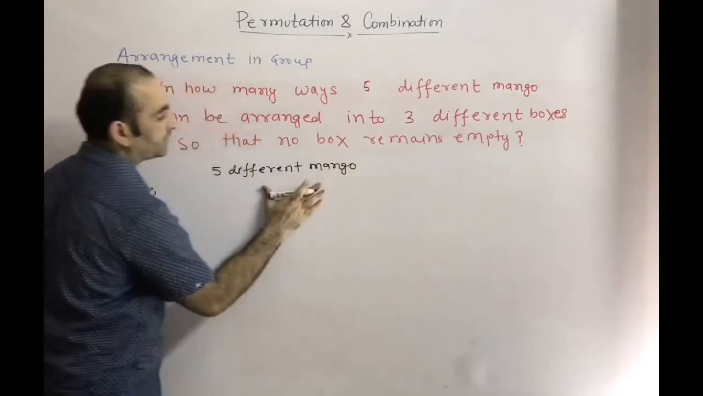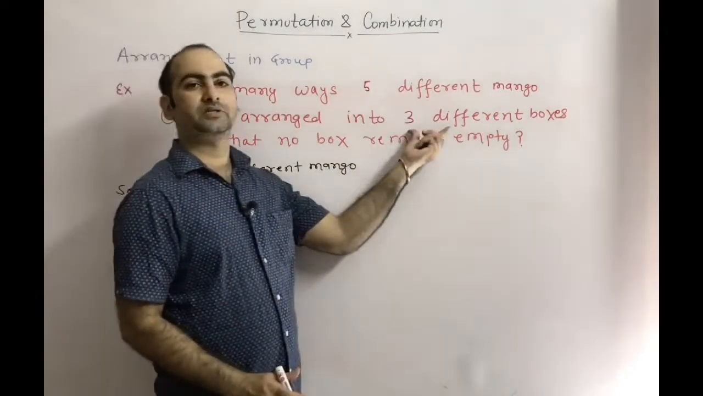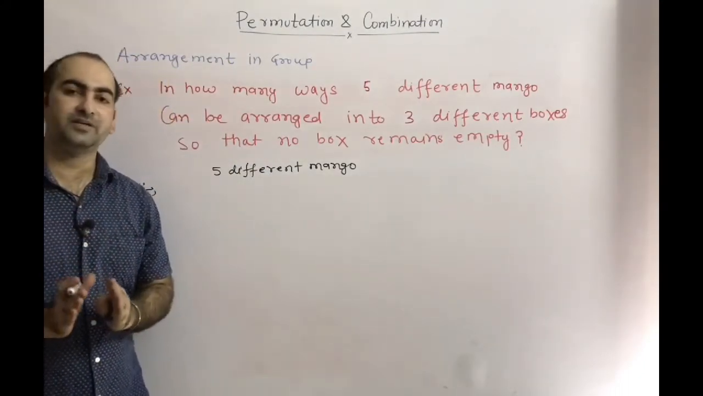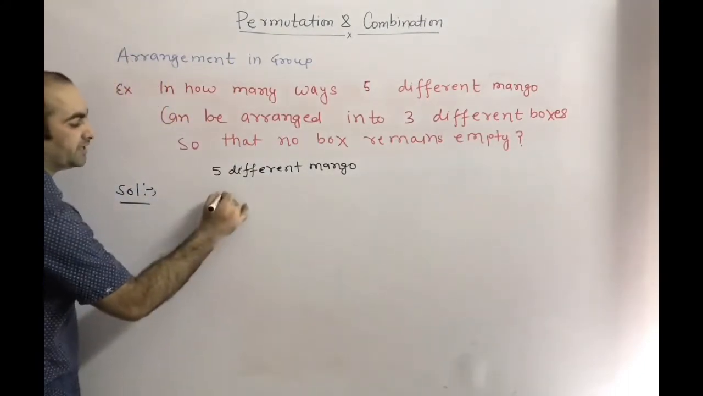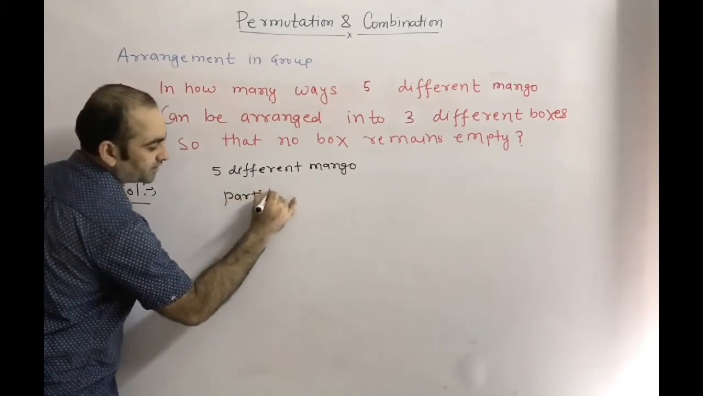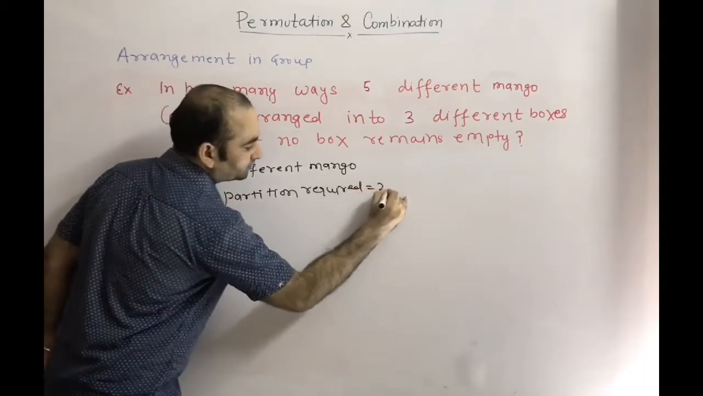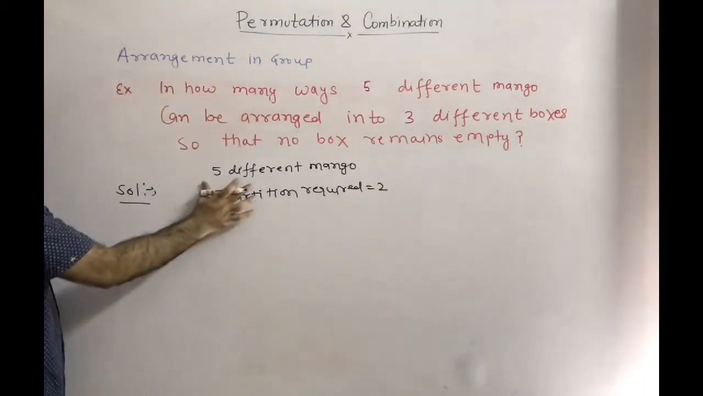Okay, these 5 different mangoes we have to arrange into 3 different boxes. That means we have to divide these 5 different mangoes into 3 groups. So how many partitions are required? 2. So the partitions required is 2.